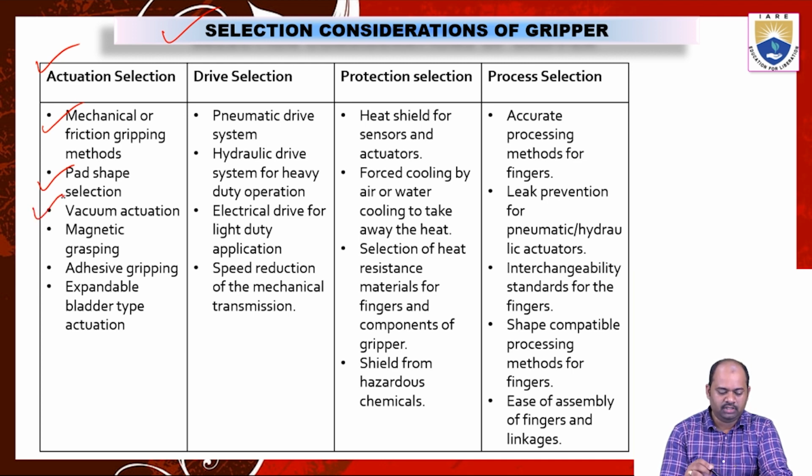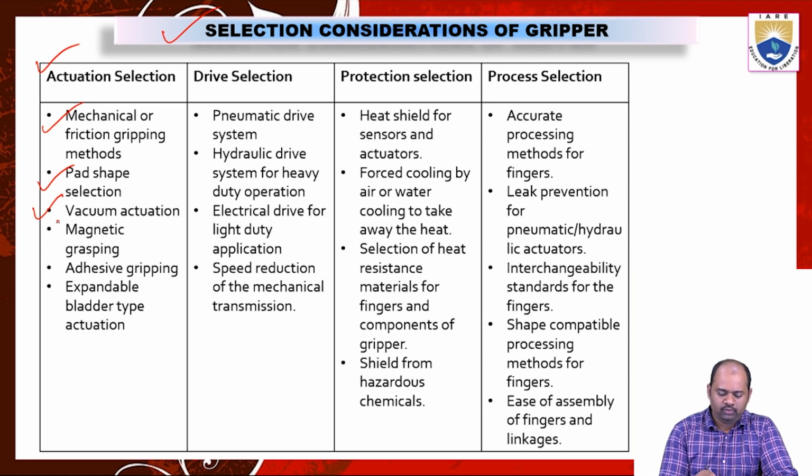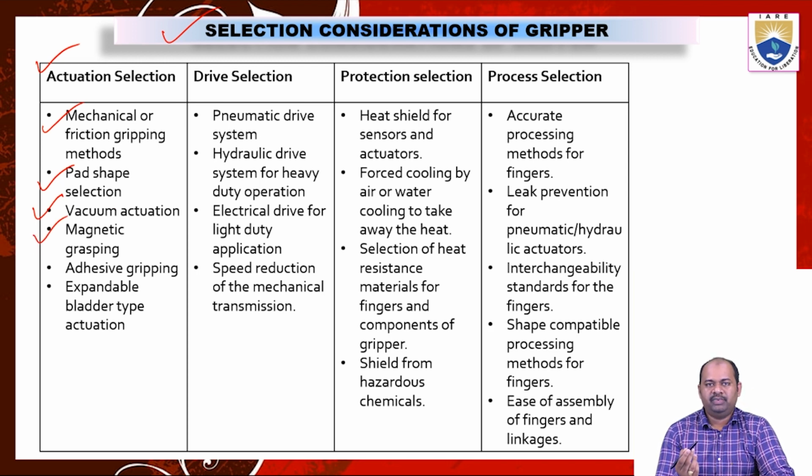And then vacuum actuation. We know vacuum actuation is very fast and rapid. It takes very little time when the object is held by a gripper which is actuated by a vacuum pump. When the vacuum is opened, compressed air will come into contact immediately. So this also should be considered. And then magnetic grasping. While using a magnetic gripper, we should know whether the object is magnetic or not. It should have the magnetic property. If it does not have a magnetic property, there is no use of using a magnetic grasping method.